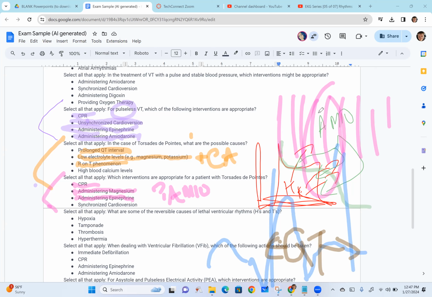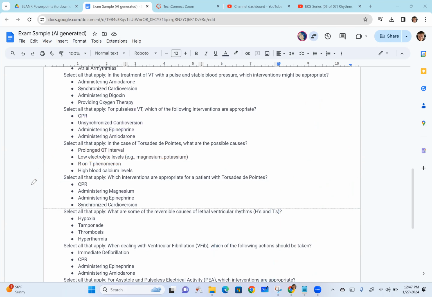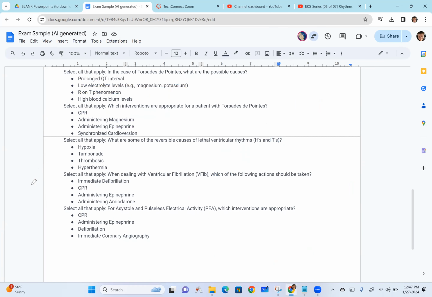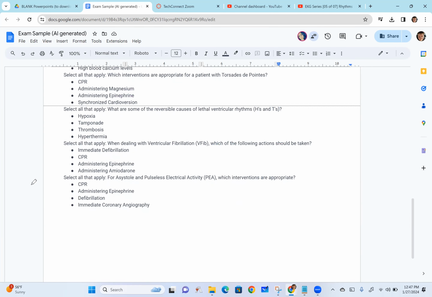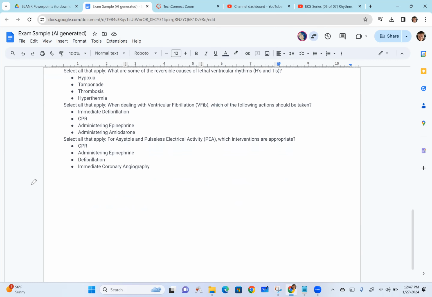Okay, cool. All right, so let's download this. Let's clear all this stuff, and we're on this one, I believe. All right, so prolonged QT, right? And then this one, interventions for torsades, we did that. All right, what are some reversible causes? What are some H's and T's?